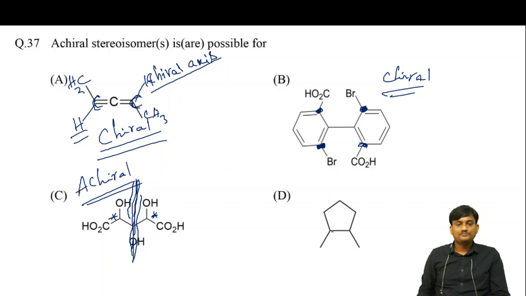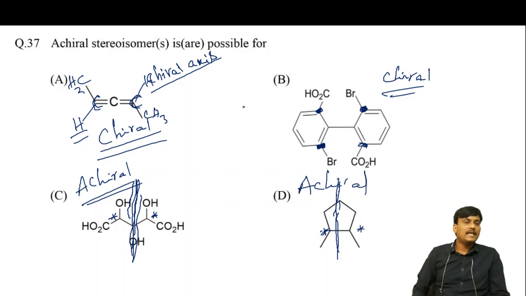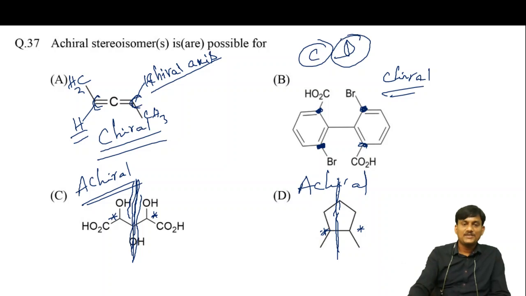Here you have chiral centers. This one is one chiral center, and this one is also one chiral center. But due to the plane of symmetry, this is a plane, it cuts the molecule into two equal parts, and these two equal parts are mirror images. So this one is achiral. So what are the achiral stereoisomers? C and D are the achiral stereoisomers.